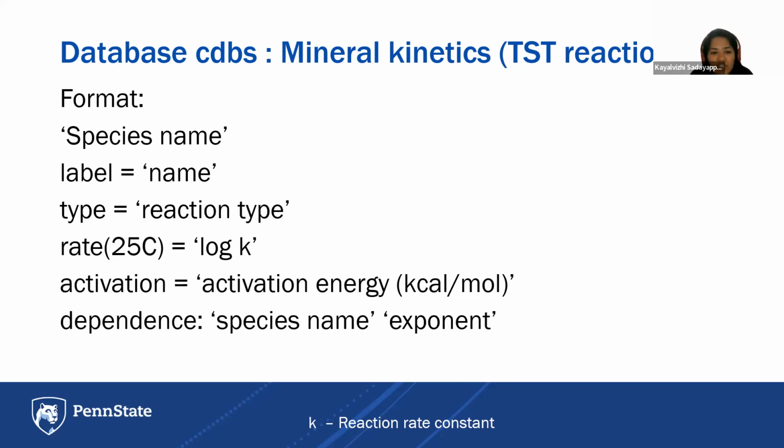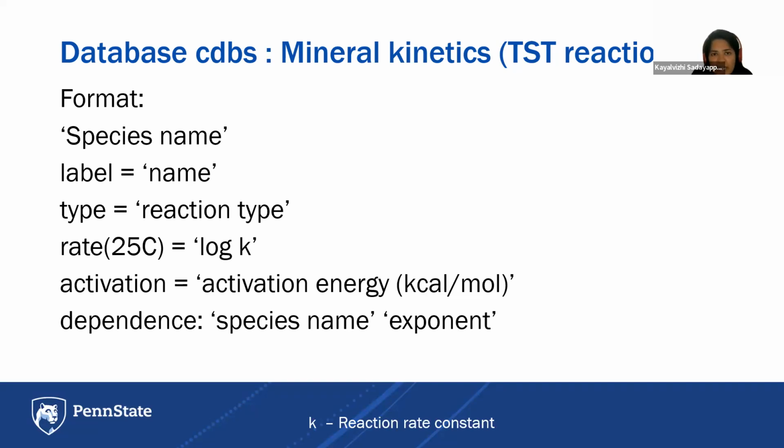The fourth line is rate, which should be in log scale. So K is the reaction rate constant, and we should use the log scale. Then we have the activation energy in kilocalorie per mole. And finally, the dependence, in which we specify the name of the species on which the reaction rate depends, followed by the exponent of dependence. So currently, we can only have one species on which the reaction can depend. So keep that in mind.